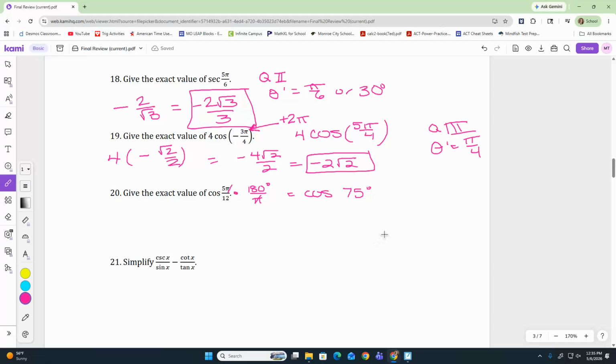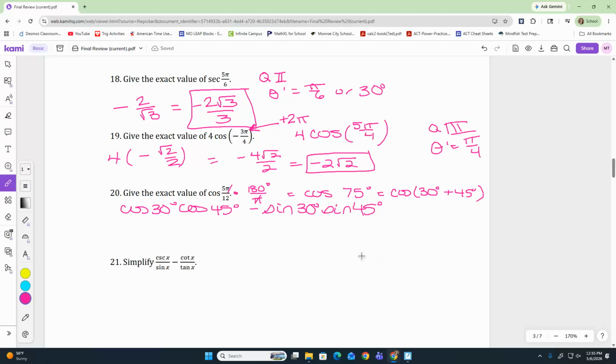Okay. Remember, we have a formula sheet. This can be found by doing 30 plus 45. Right? So think about on your flip chart, this is the sum and difference formulas. So the cosine sum formula is cosine of the first, cosine of the second, minus sine of the first, sine of the second. Straight from the formula sheet.